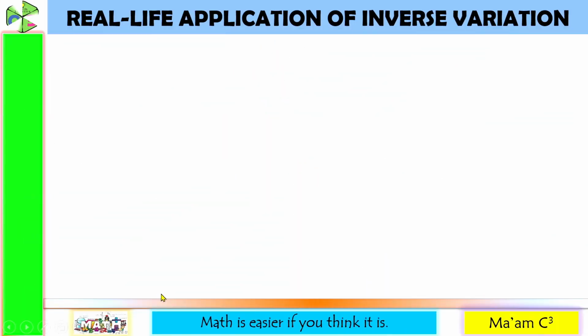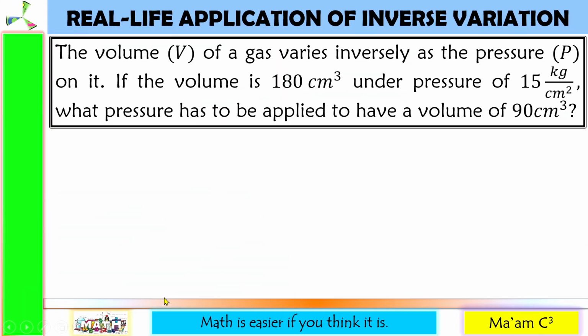This time, let us have a real-life application of inverse variation. Suppose that the volume, denoted by V, of a gas varies inversely as the pressure, denoted by P, on it. If the volume is 180 cubic centimeter under pressure of 15 kilogram per centimeter squared, what pressure has to be applied to have a volume of 90 cubic centimeter?